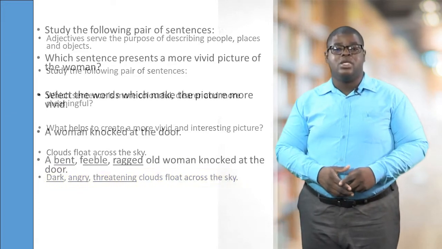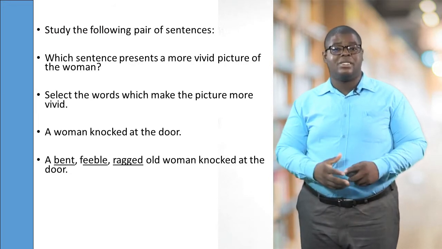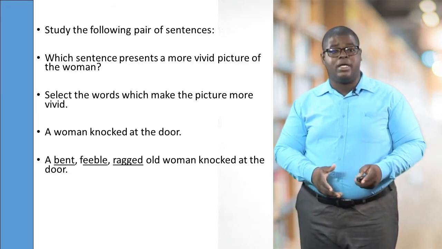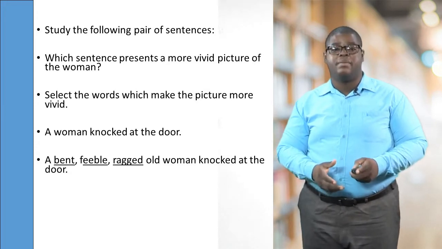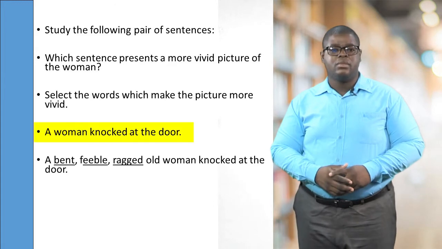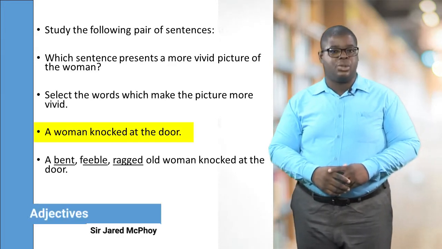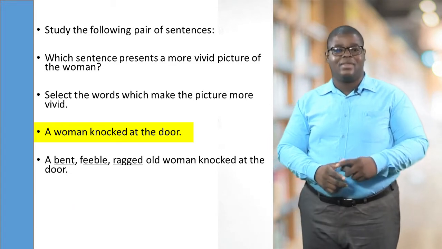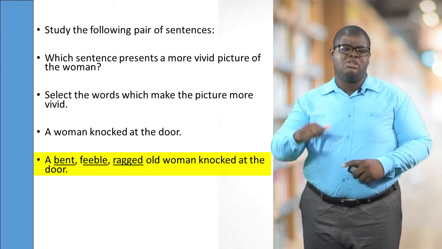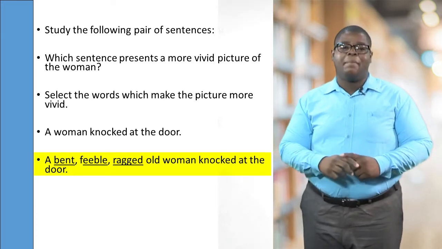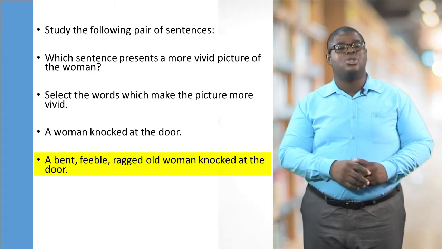Let's look at another one. Once again, we're going to study the following pairs of sentences. Which sentence presents a more vivid picture of the woman? And we're going to select the words which make the picture more vivid. Sentence 1: a woman knocked at the door. Sentence 2: a bent, feeble, ragged old woman knocked at the door.